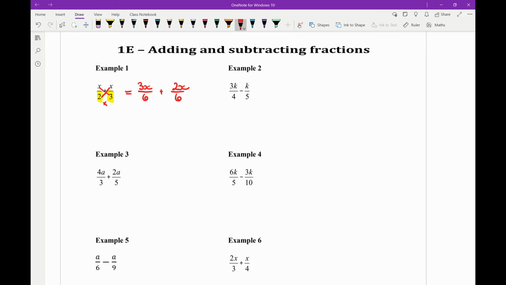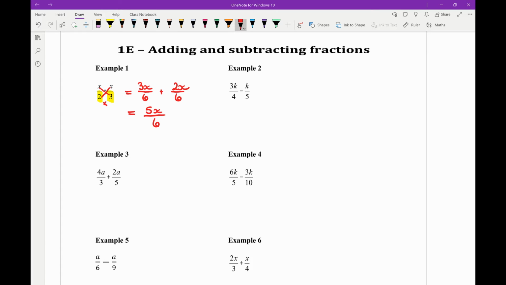And all you have to do to add those fractions is add the top together. 3x plus 2x makes 5x. But the bottom, you don't ever add them together. It's not 6 plus 6 makes 12. It is 6. It stays the same. So that's why you need the common denominator first, because it needs to stay constant on the bottom there.